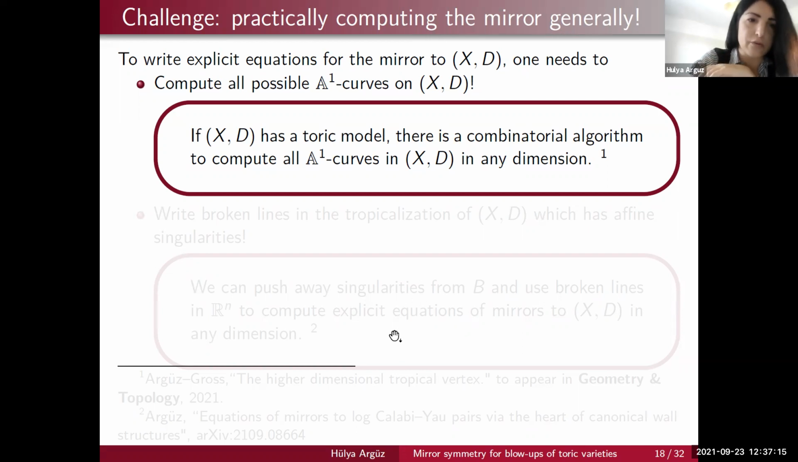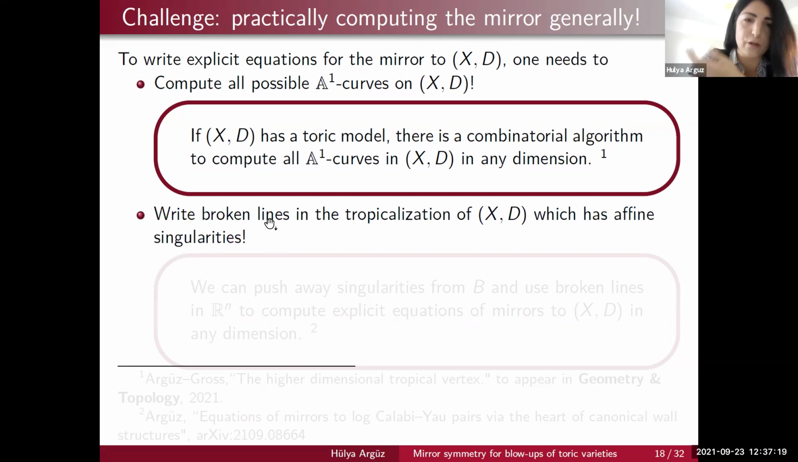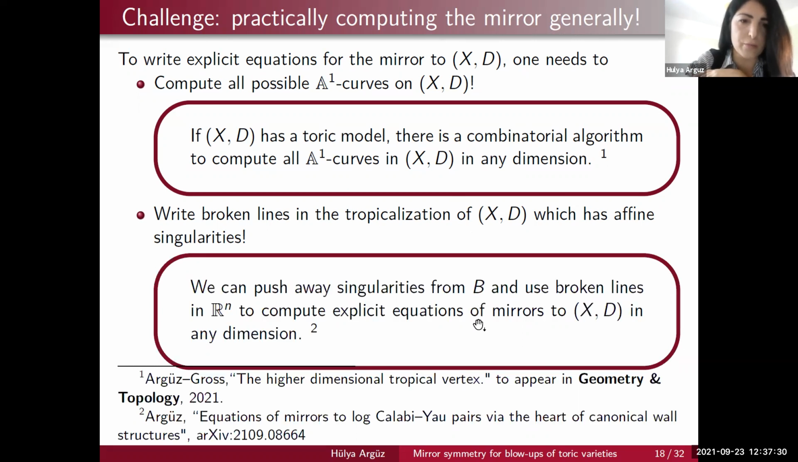And then the second subtlety to write equations for mirrors arises because you need to write broken lines in the tropicalization of X_t, which has all these affine singularities. And you need to keep track of how things bend with these affine singularities. In my paper that appeared on arXiv this week, I showed that you also don't need to worry even about that. You can just forget about the singularities. You can push them away and use broken lines in R^n, and compute explicit equations in any dimension by pushing them away.